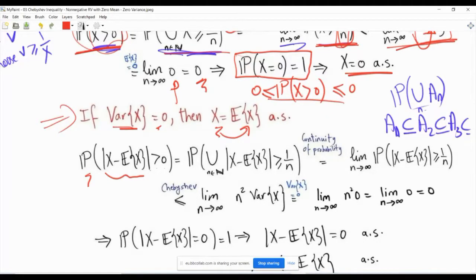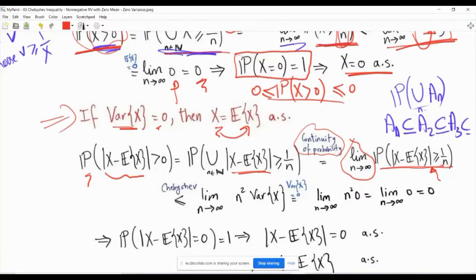You say, okay, being positive means that there exists a natural number n such that this absolute value is greater than or equal to 1 over n. Then you apply continuity of probability. So basically, this is the probability of a union; you can find this probability and then take the limit as n goes to infinity. And so we have this probability here.